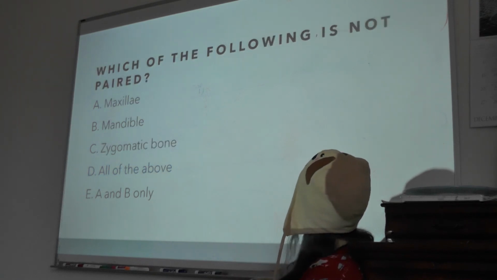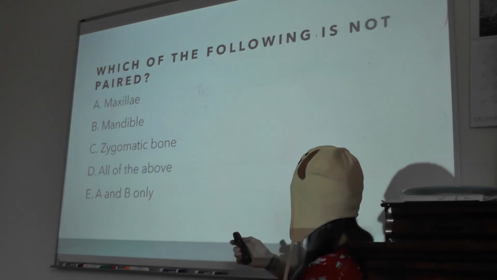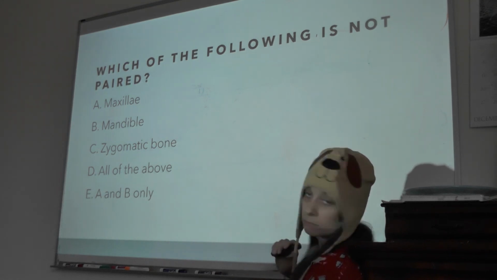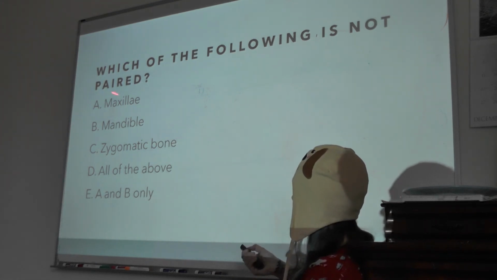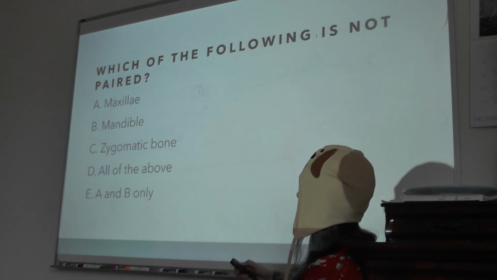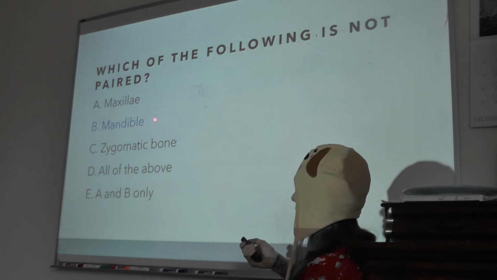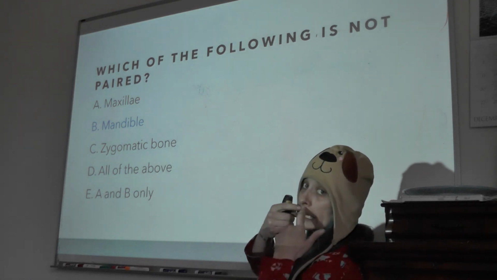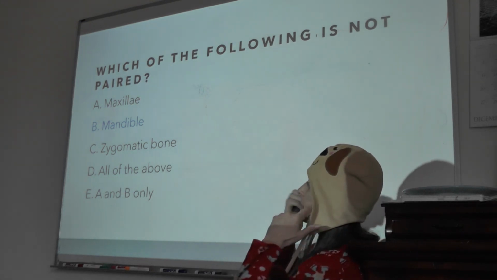Okay. Which of the following is not paired? Maxilla, mandible, zygomatic bone, all of the above, A and B only. That means it doesn't have two. Only the mandible doesn't have two. This could have given you a hint here. Maxilla, with an A on the end, becomes, making it all fancy in Latin or Greek, maxillae. So you do have two maxillae and two zygomatic bones.